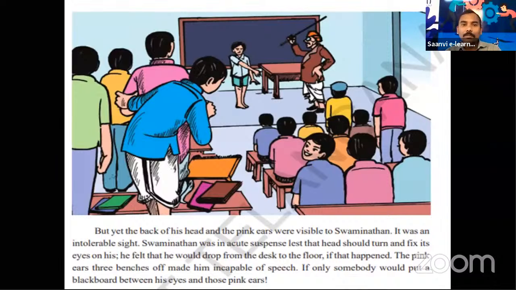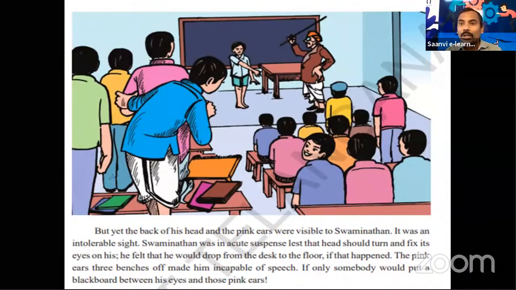See here, there is a picture. You could see that picture. Swaminathan is hiding behind somebody and looking at the headmaster. What's the headmaster doing there? He is punishing a child, a student. But yet the back of his head and pink ears were visible to Swaminathan. Swaminathan could see one thing. What was that? The back of Rajam's head and pink ears were visible to Swaminathan.